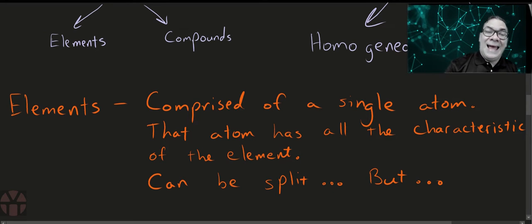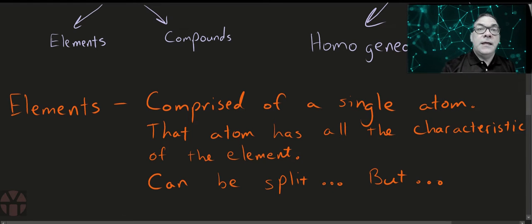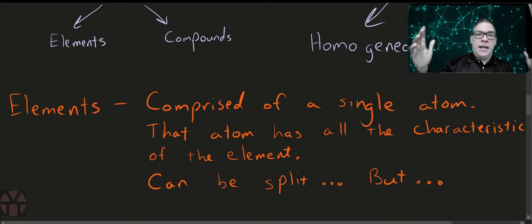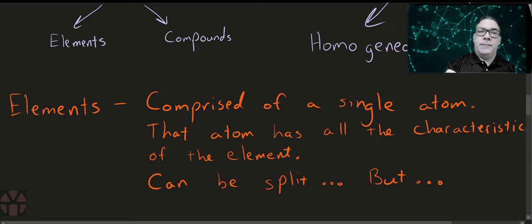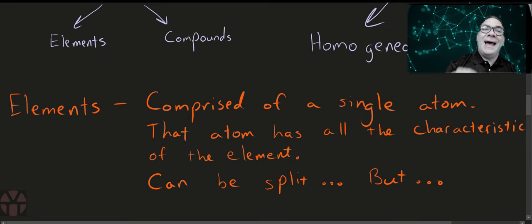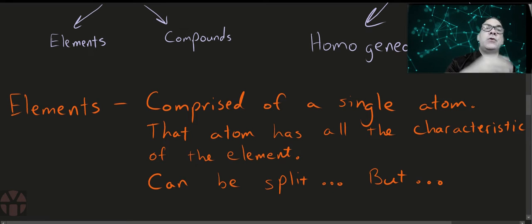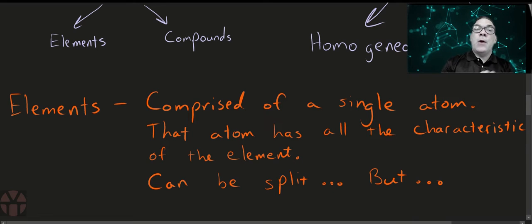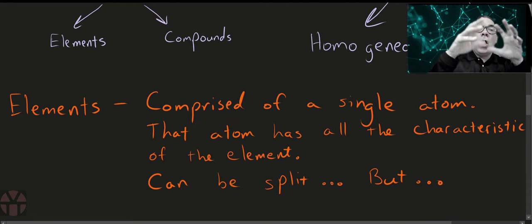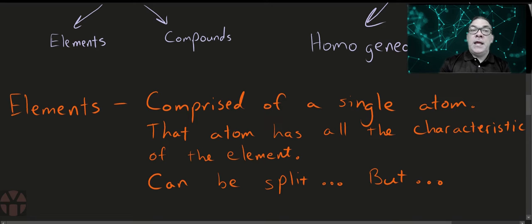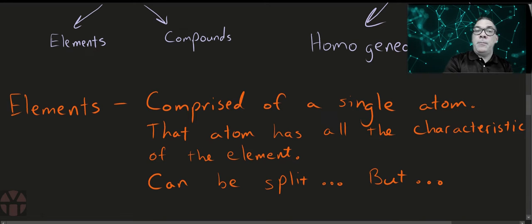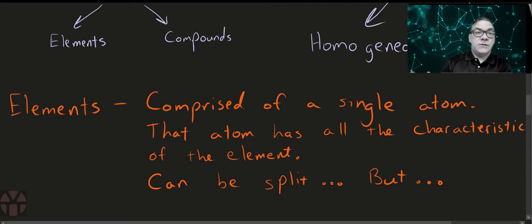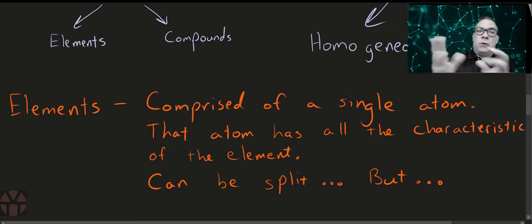Now, can an atom be split? The answer is yes. But, and here's the big but, if you split an atom, you no longer have the element gold. You've created something else. So elements are made up of single atoms, where that atom has all of the characteristics of that particular element. If you break and split that atom up, then you have forever altered the element in question. You've made something else now. We no longer have that element.